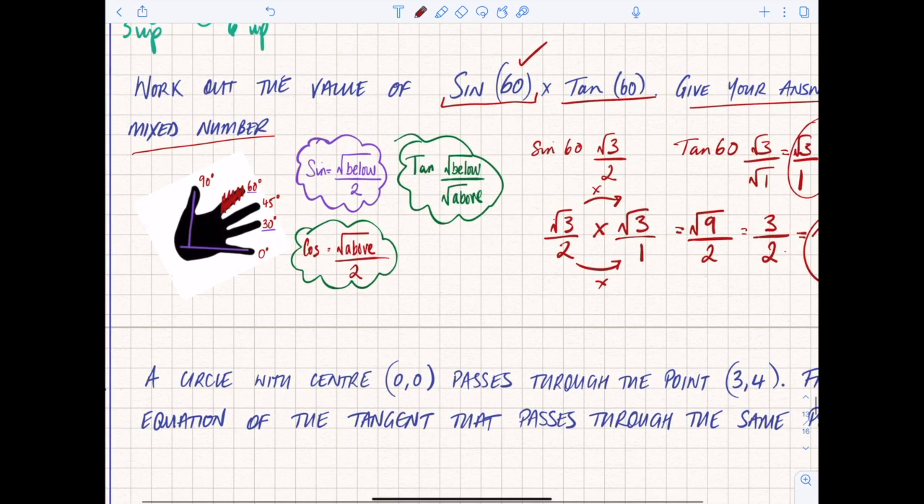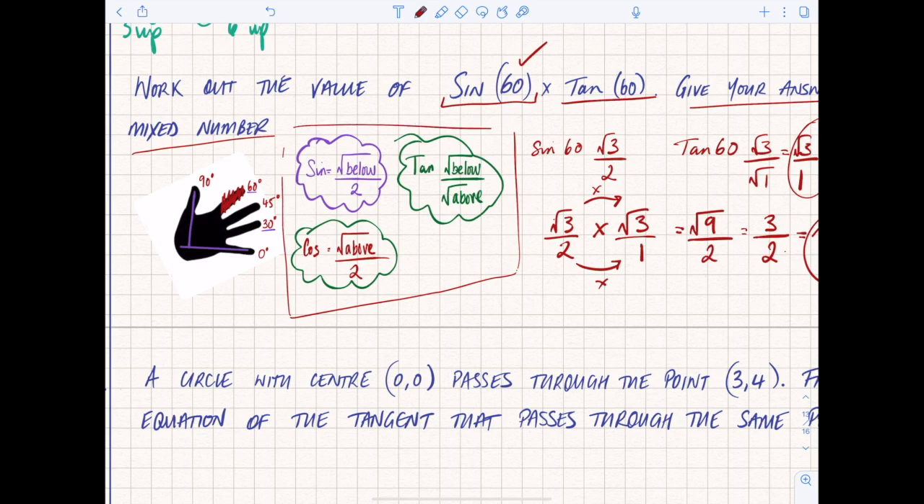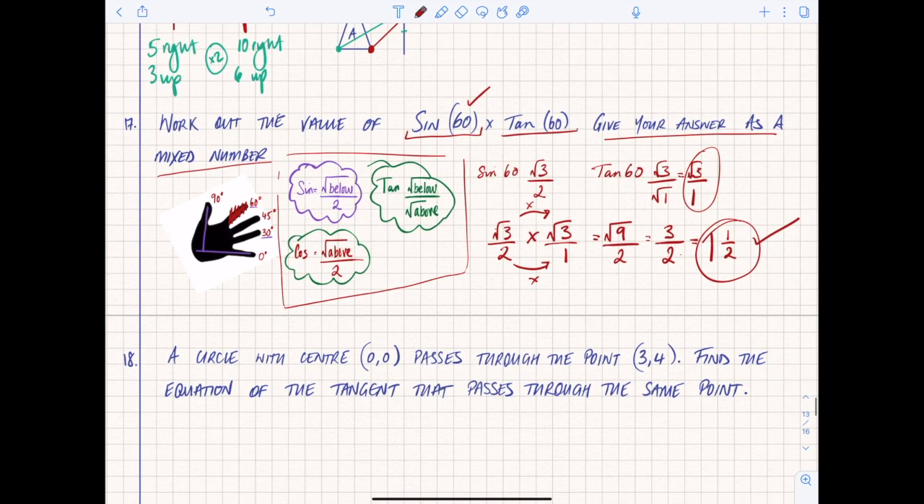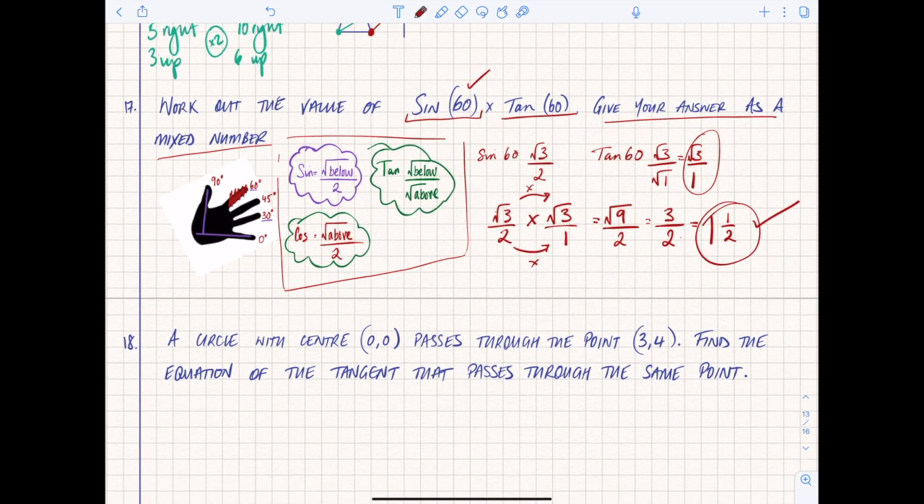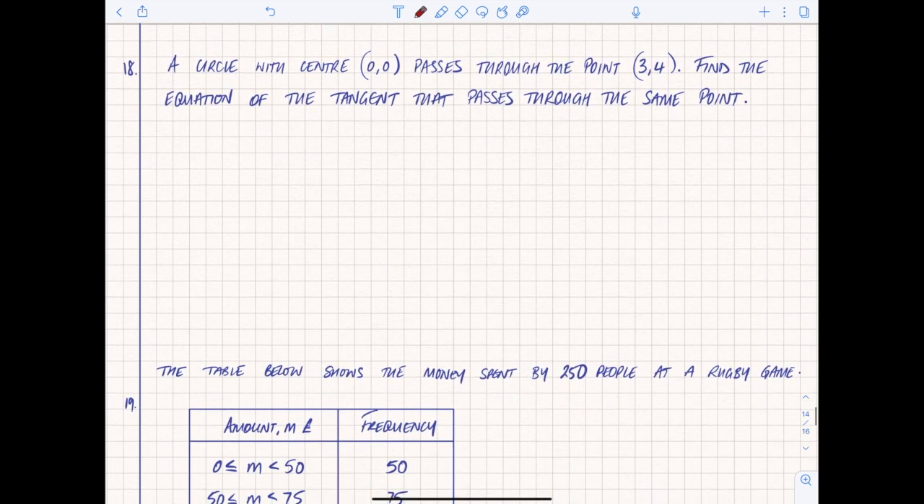Key thing to remember here are these values here. The exact values of trig, definitely worth getting your head around and remembering that trick with your hand. So I always use the left hand, probably because I'm right-handed. So you just hold that left hand out, put down the finger that you're looking at, and just remember sin is root below over 2, cos is root above over 2, and tan is root below over root above. And then just remember with tan, if you end up having a surd at the bottom, you just need to rationalise.